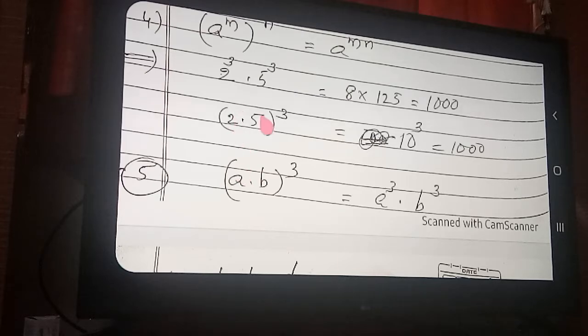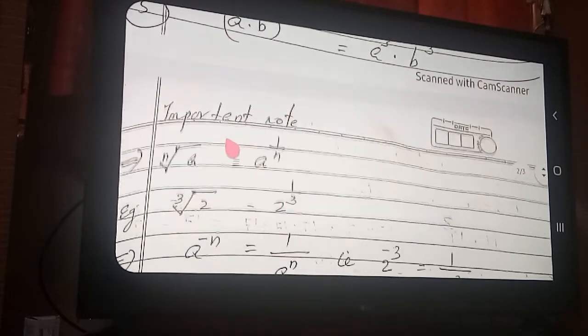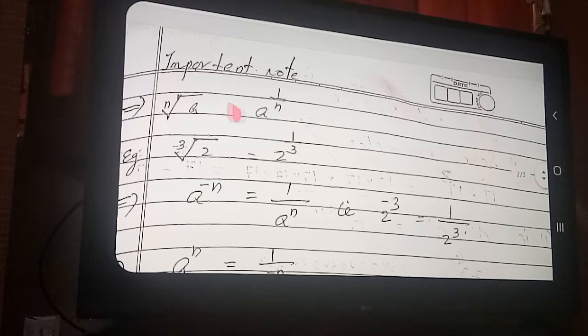See here, 2 into 5 the whole cube is the same as 2 cube into 5 cube. So we write it in the form of a formula. A into B the whole cube is equal to A cube into B cube. Here the index is the same, that is why we are applying this. Clear? Okay.